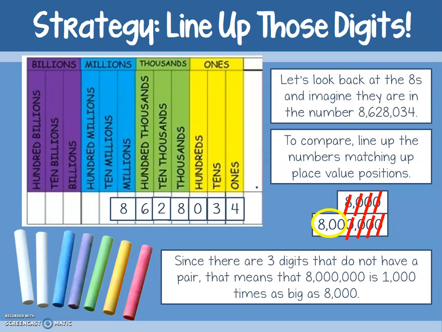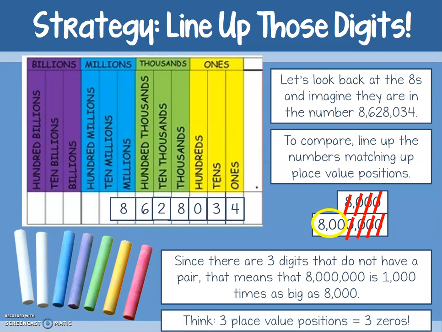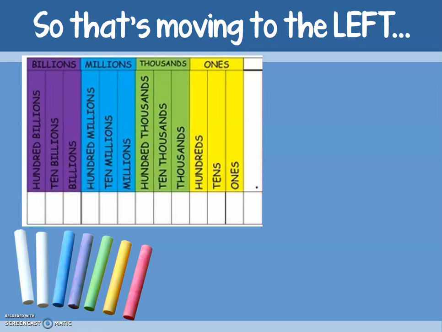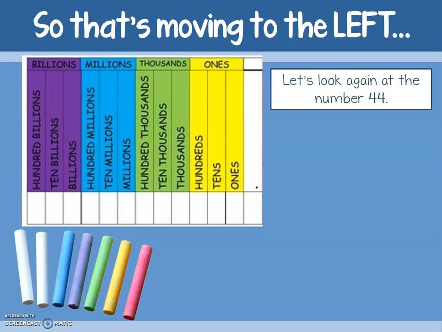Since there are 3 digits that don't have a pair or a buddy, that means that 8 million is 1,000 times as big as 8,000, because moving 3 spaces, 1, 2, 3, multiplies by 10 3 times. This is times 10, then times 10 again, then times 10 one more time, which is 1,000. And you can think that 3 place value positions means 3 zeros. All right, so that's moving to the left. Let's take a look at what happens when we move to the right.